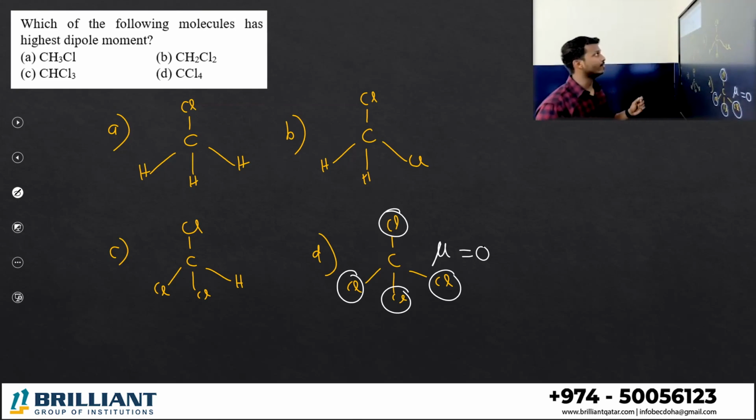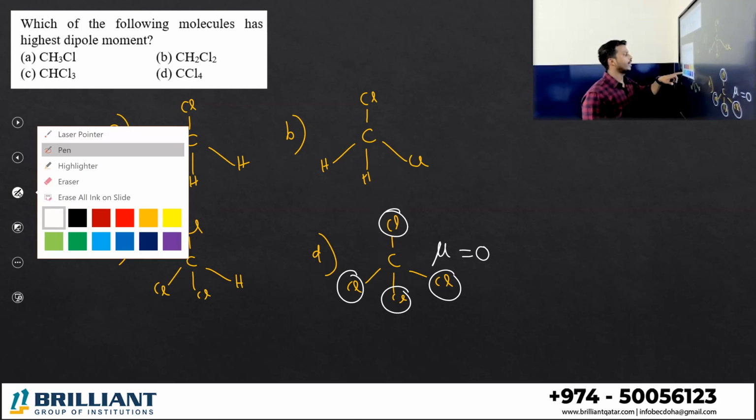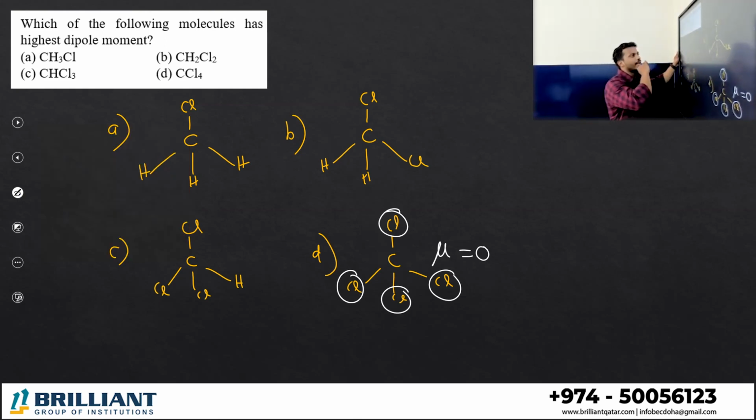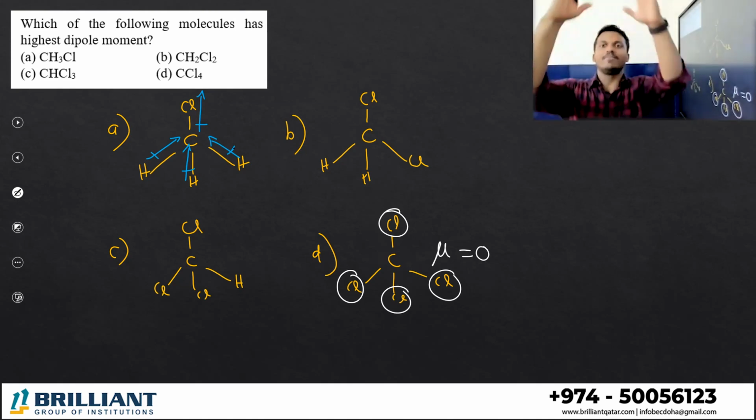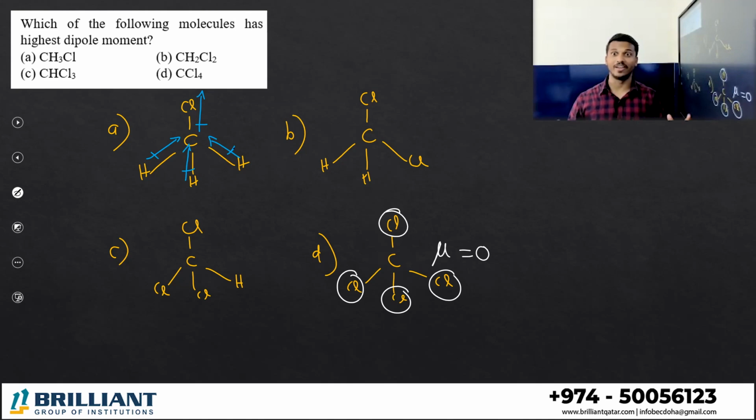Which of the following has the highest dipole moment? That is the question. Okay, let's see. What about option A, dear all? In option A, if you take the carbon and chlorine bond, chlorine is more electronegative, so it will pull electrons towards it. Carbon and hydrogen, when you consider, carbon is more electronegative, so what is happening here? All the dipole moments are adding up in the same direction. So it has a greater dipole moment. Your answer can be option A.